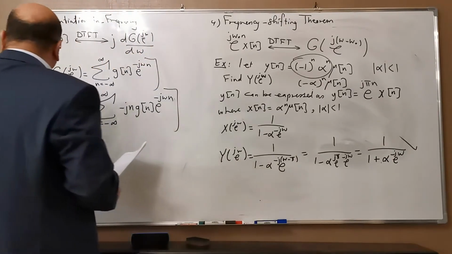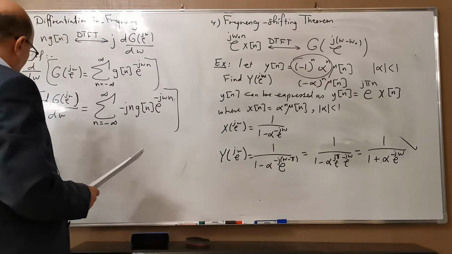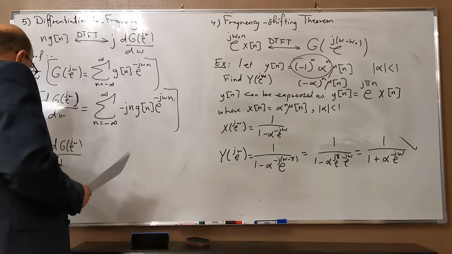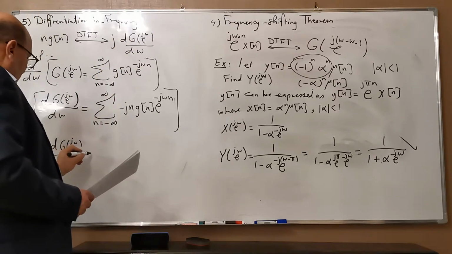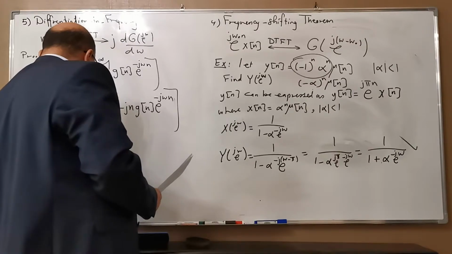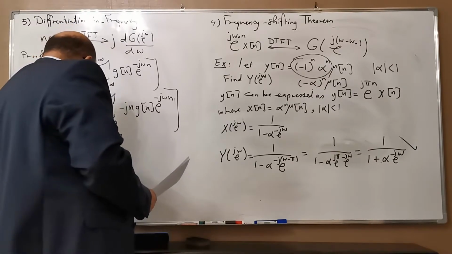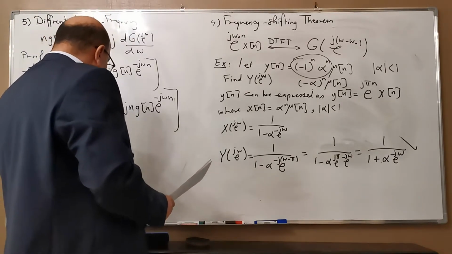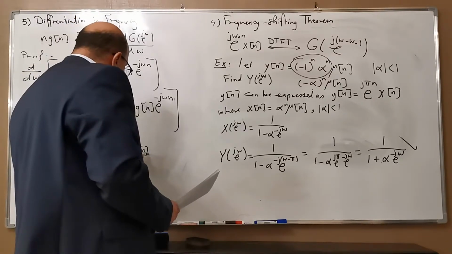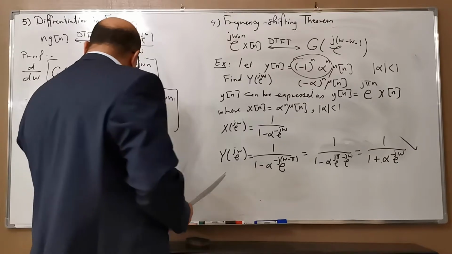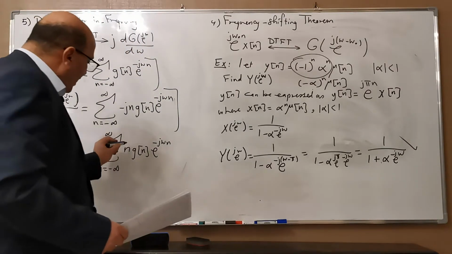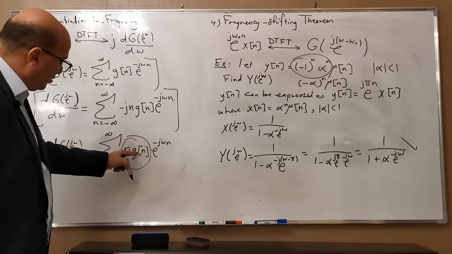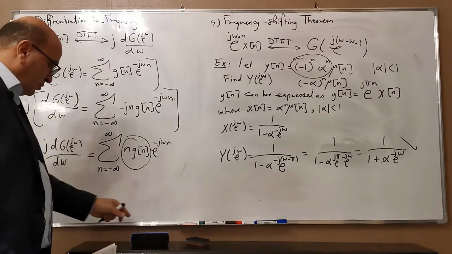Okay, now if we multiply both sides by j, so you have on this side j dG of e to the j omega by d omega, which is what we have here. This is equal to the summation from minus infinity to infinity, j times minus j is equal to 1. So this one is n g of n e to the minus j omega n. So this is the frequency domain, this is the time domain, and this is our sequence that we are doing the Fourier transform of. So the Fourier transform of n g of n is this one, as we show here.